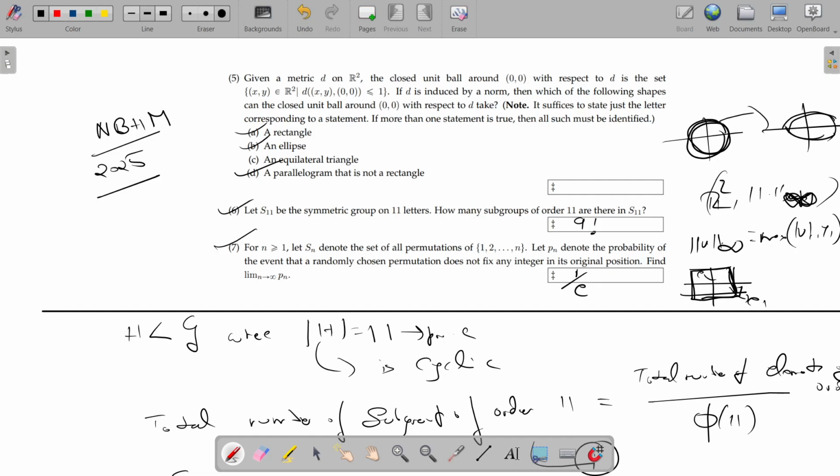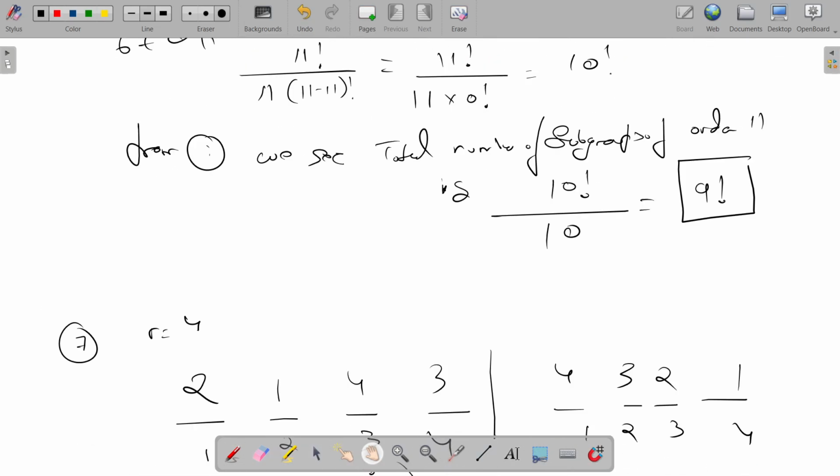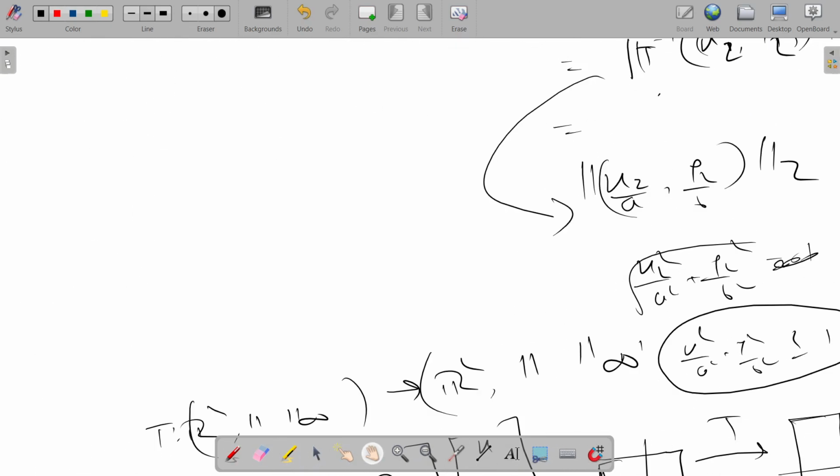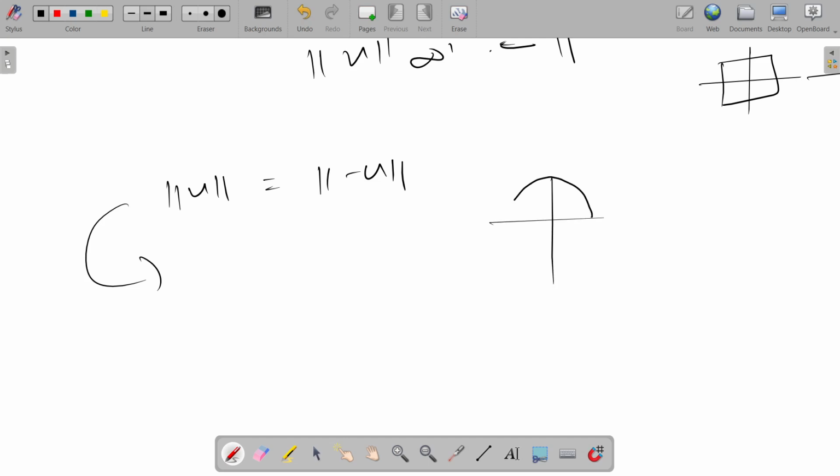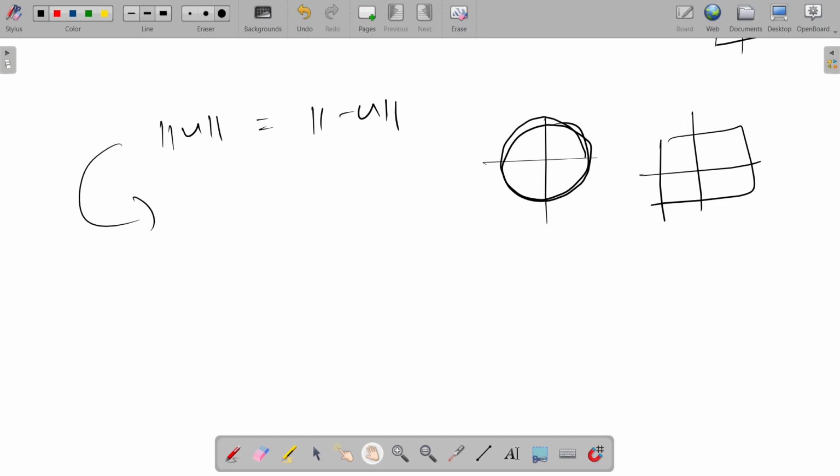What about an equilateral triangle? Now notice one thing: if you have a norm, then there is a symmetry, a central symmetry. For instance, a circle has 180-degree central symmetry. If x belongs to the closed unit ball, then minus x will also belong to it. So there is a 180-degree central symmetry.